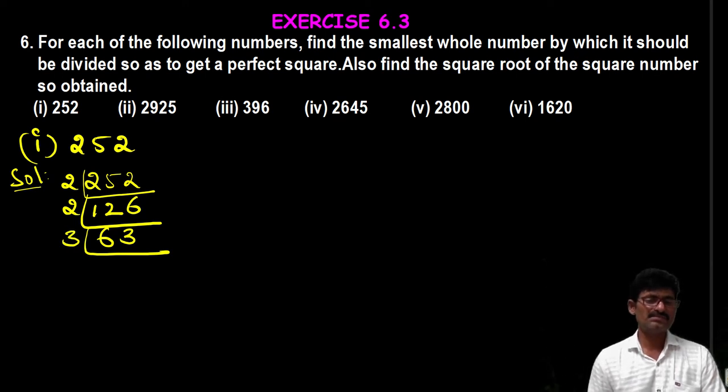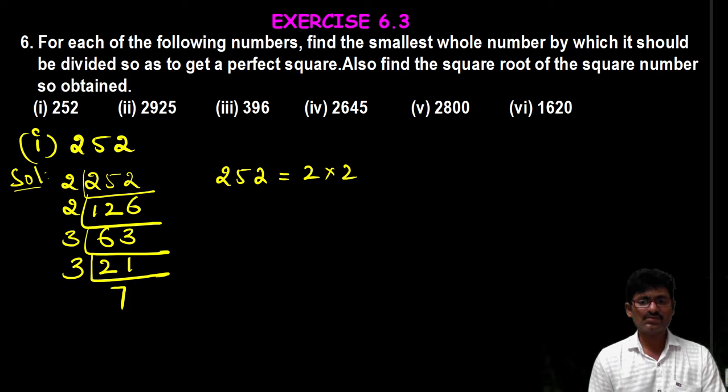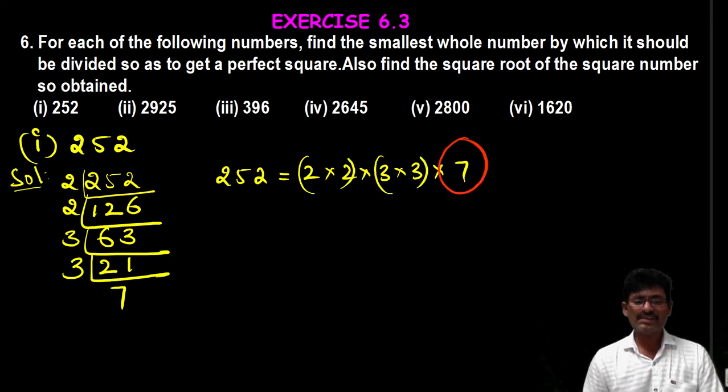So let us take 3. 3 times 2 is 6 and 3 times 1 is 3. So then again 3 times 7 is 21. Now we can write 252 equal to 2 times 2 times 3 times 3 times 7. You observe here 2 and 2 are paired and 3 and 3 are paired. This 7 is alone, that means it is single.